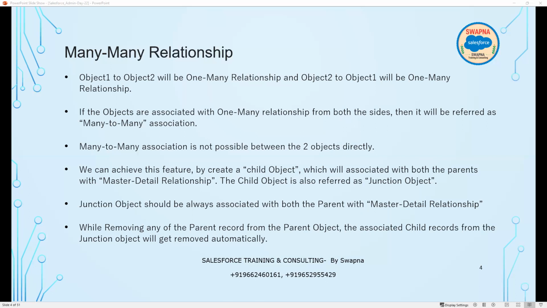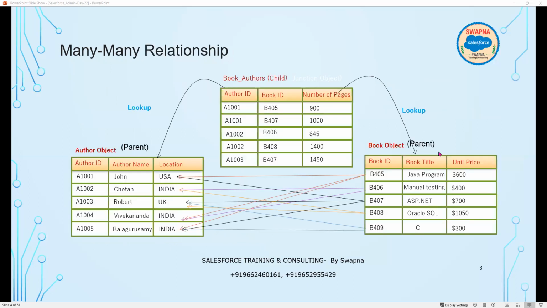So that's what I have explained. Have you joined late? So how can you create a lookup field in the book ID?